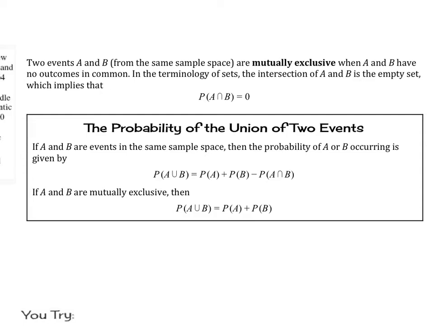So let's look at mutually exclusive and the union of two events. Two events A and B from the same sample space are mutually exclusive when A and B have no outcomes in common. In the terminology of sets, the intersection of A and B is the empty set. So here this is showing the intersection of A and B. There's nothing that they have in common.